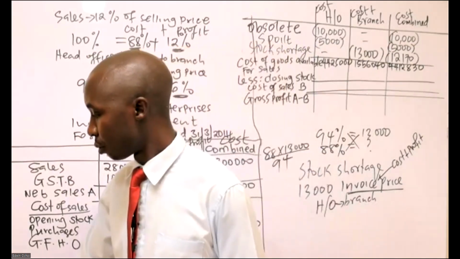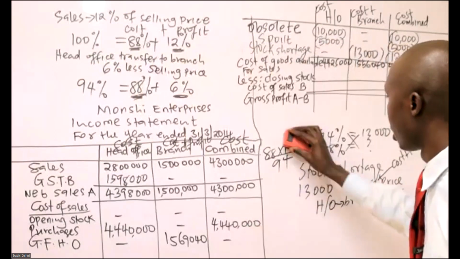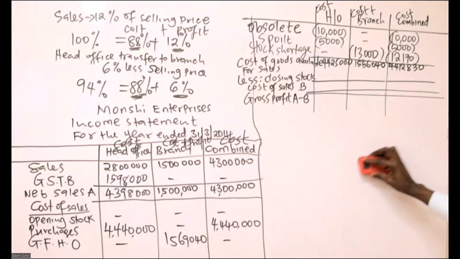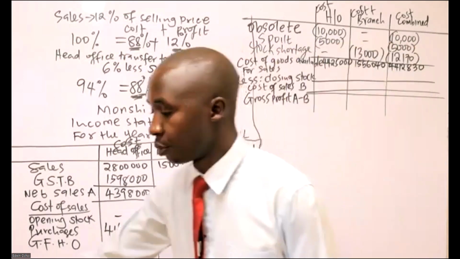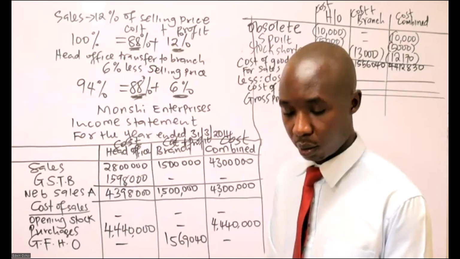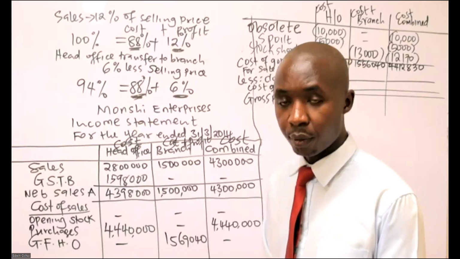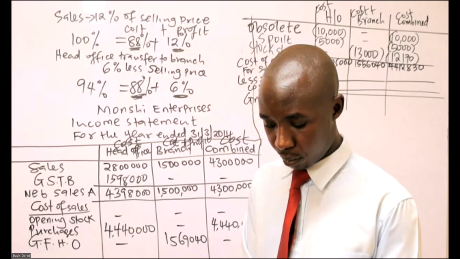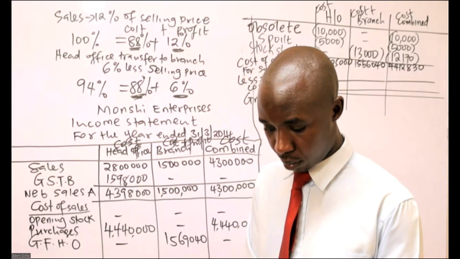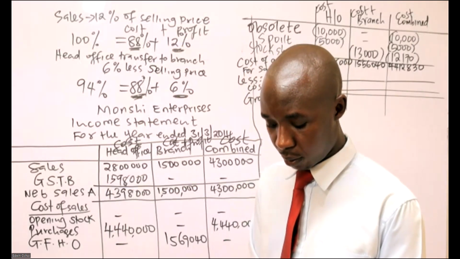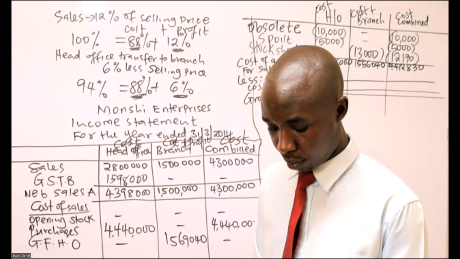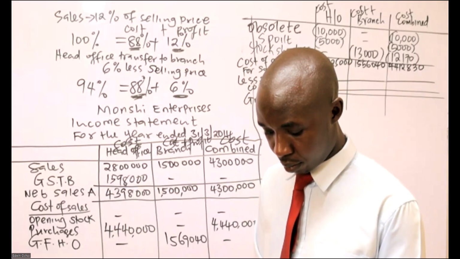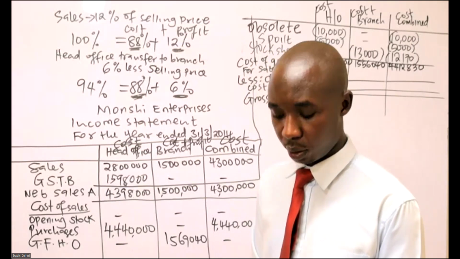So let's compute for the closing stock. Let's do the closing stock. I will be doing one by one, starting from the head office, then we do branch and we finish with the combined. So how can I get the cost of sales? Not cost of sales, sorry. Closing stock, that is. How can I get the closing stock? This is a question. Student, how can I get the closing stock?